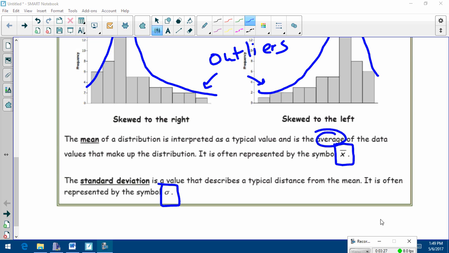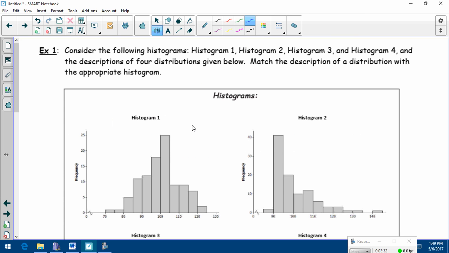Okay. So let's flip to the next page. And we got an example. It says, consider the following histograms. Histogram 1, 2, 3, and 4. And the descriptions of the 4 histograms given below them. Match the description of the distribution with the appropriate histogram.